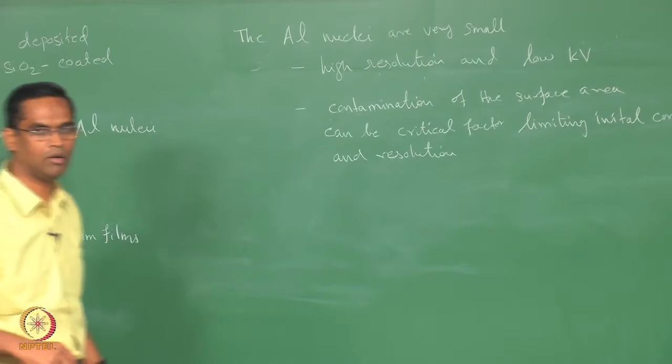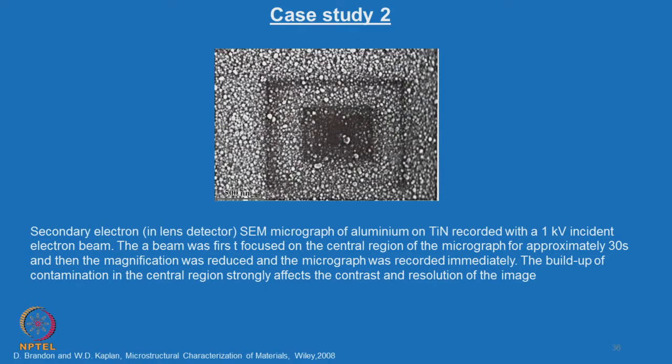What you are now seeing on the slide is a very interesting slide. You can see the secondary electron image, again taken with the in-lens detector. You can see that the aluminum particles are very small, the initial nuclei on the titanium nitride, recorded with a 1 kV incident electron beam. Remember, it is taken with 1 kV.